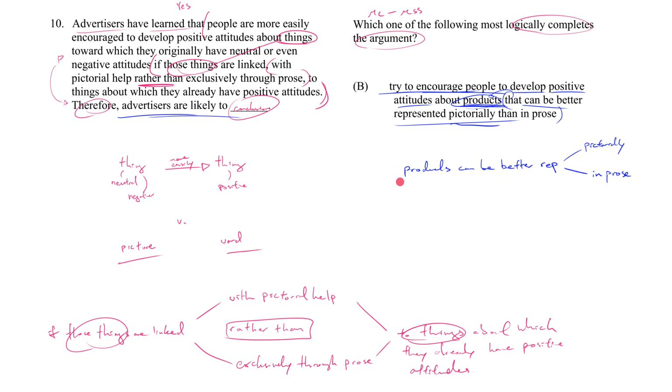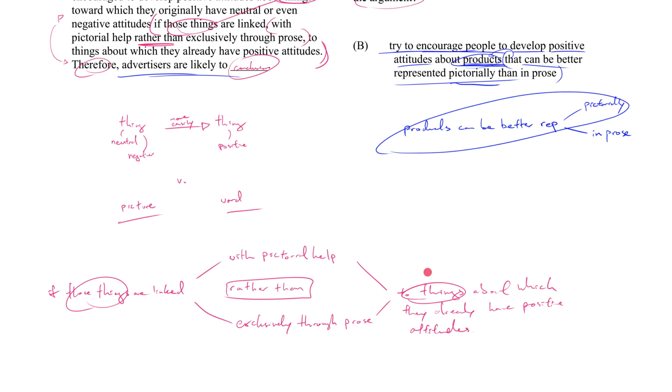On the one hand, we have products that can be better represented with a picture. On the other hand, we have products that, I'm actually hard pressed to think of a product that can be better represented in prose, but I presume they exist. Right? And B is trying to make a distinction between those two types of products. It's saying that advertisers are likely to focus their attention to try to encourage people to develop positive attitudes about the first type of product. Again, how does that fit into what the advertisers just learned about consumer psychology? It doesn't. Because what the advertisers just learned about consumer psychology, notice that they didn't make a distinction here.